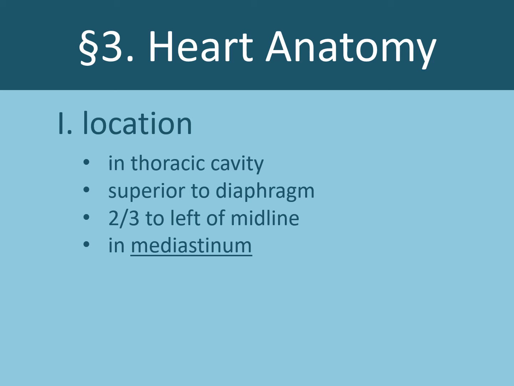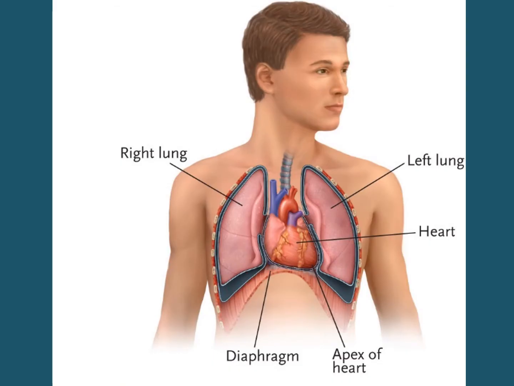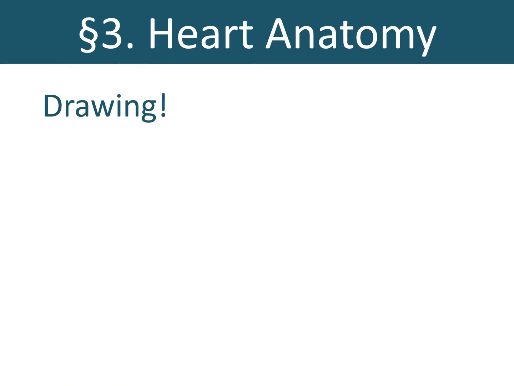And within the thoracic cavity, the heart's found in the mediastinum. That's the area between the right and left lungs. This diagram shows the position of our heart. You can see it's found within the thoracic cavity. Between the right and left lungs, that's the mediastinum. And it's located just superior to the diaphragm.